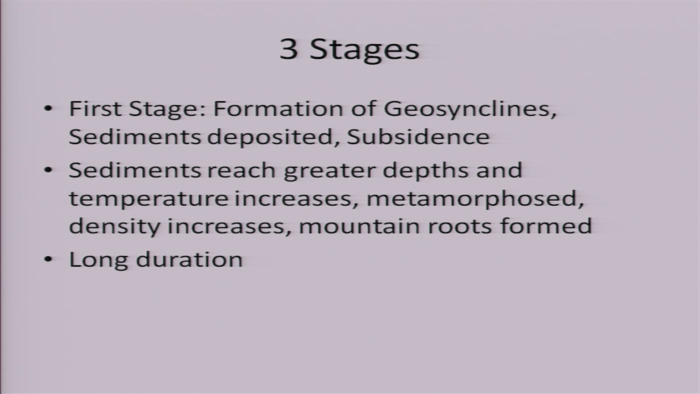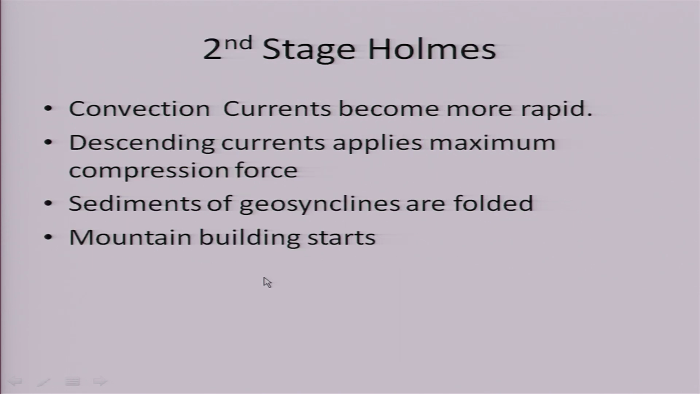Now, there are three stages of formation of mountains in case of Holmes. The first stage is similar to Kober's, which is related to the formation of geosyncline sediments and subsidence, and when the sediments reach greater depths, the temperature increases and they become hot and metamorphosed, their density increases and mountain roots are formed, and this stage is of long duration. Now, the second stage is when the convection currents become more rapid, descending convection currents apply maximum compression force, and the sediments of the geosynclines are folded and mountain building starts in this case.